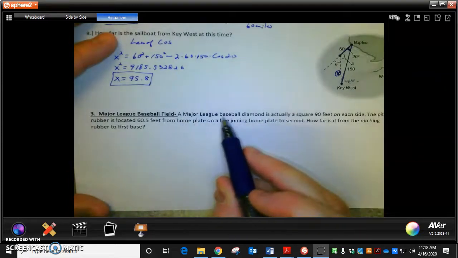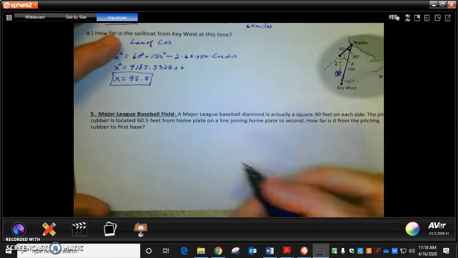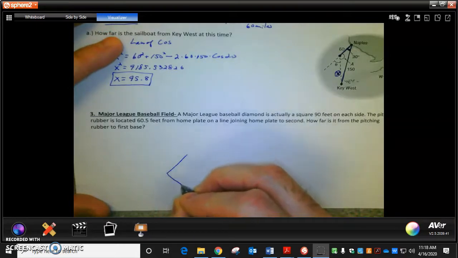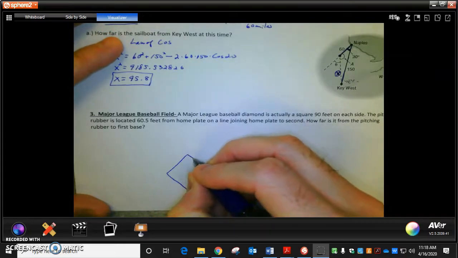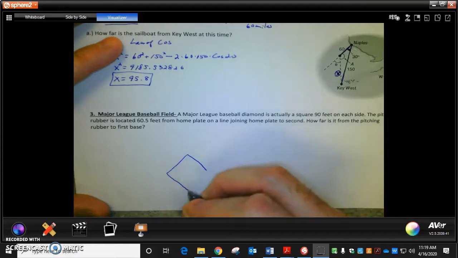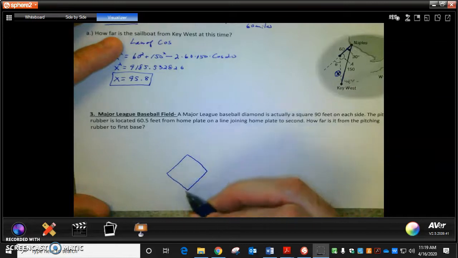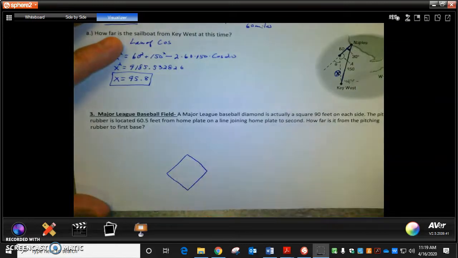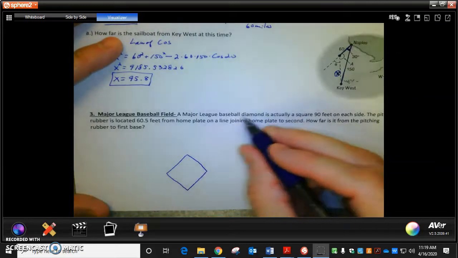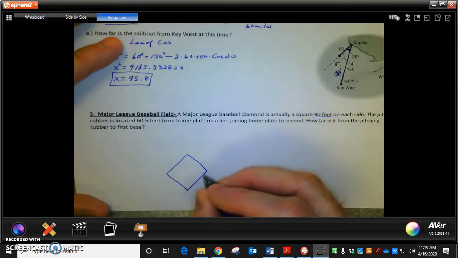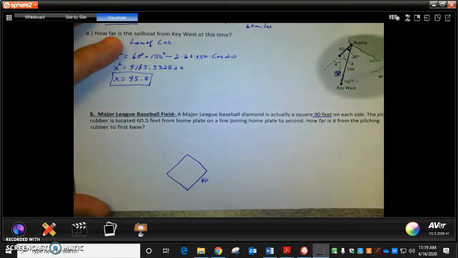So, a Major League Baseball diamond is actually a square. If you're looking at a baseball diamond, it's actually a square that's kind of at an angle. Okay? Knowing it's a square is going to be important in this problem, because that tells us that all of these angles are 90 degrees. Okay? And it's 90 feet on each side. So the distance from like home plate to first base is 90 feet.